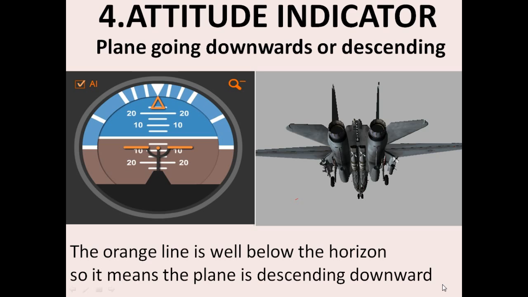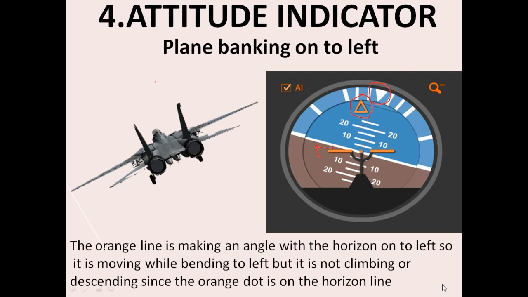Then let's see banking onto left and banking onto right. If the plane is making an angle, if the plane is bent towards left, then it is called banking onto left. It means that the plane is traveling slightly bent, but still, as you can see, the orange dot here is in line with the horizon. It means that the plane is neither climbing up nor going down, but it is traveling in level to the ground, just a little bit slant to left.